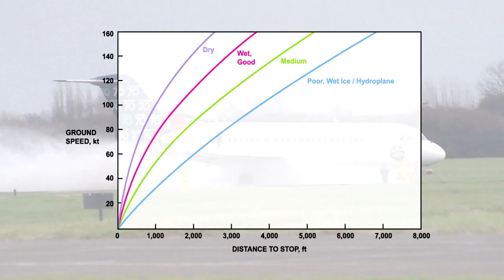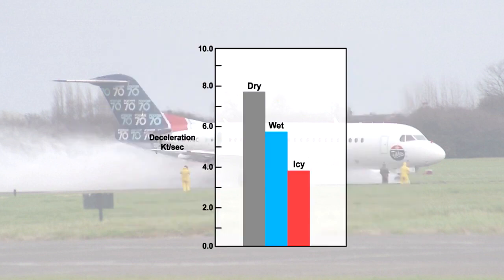The graph clearly shows that as a result of the reduced friction, and therefore the subsequent reduced braking action, any contamination of the runway due to water, snow, slush or ice will significantly increase the landing distance. This table shows the deceleration of an aeroplane during the landing based on different surfaces. You can see the large reduction in deceleration on icy runways.